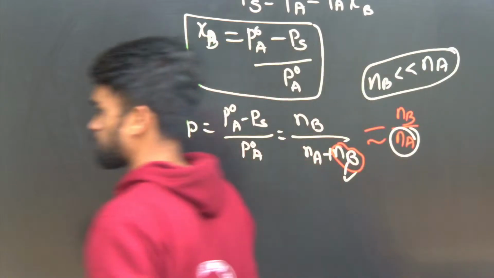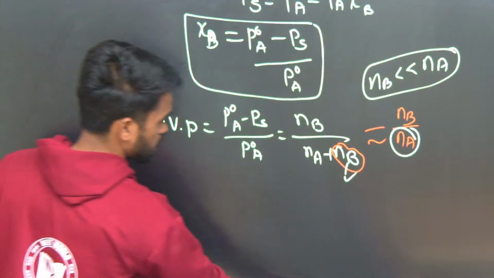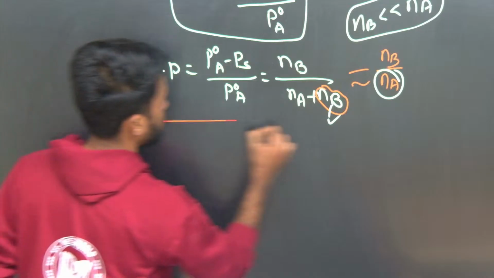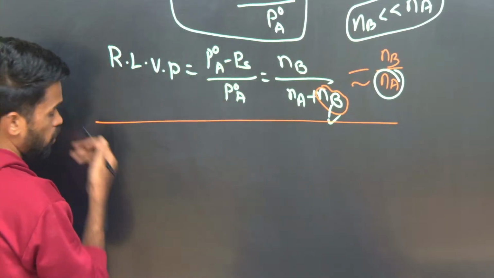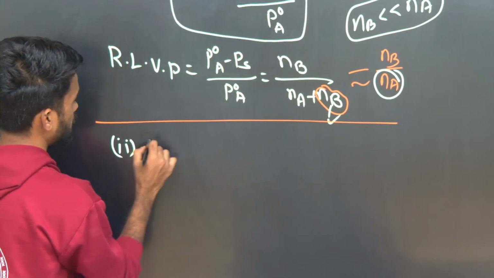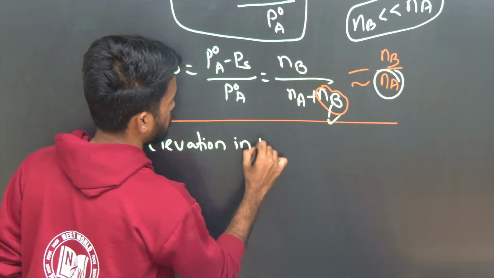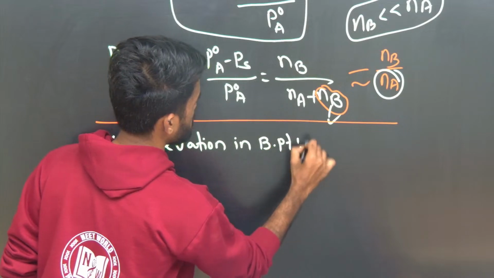Okay, right. So next we have elevation in boiling point. What is the next colligative property? The second one is elevation in boiling point. Okay, this is also very simple.